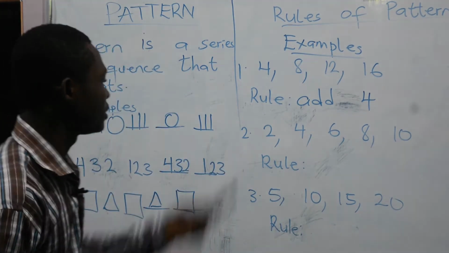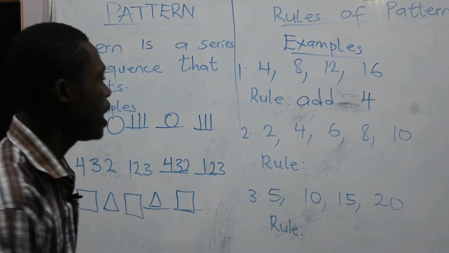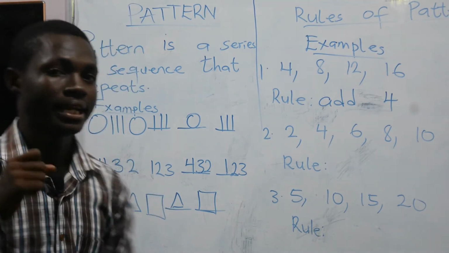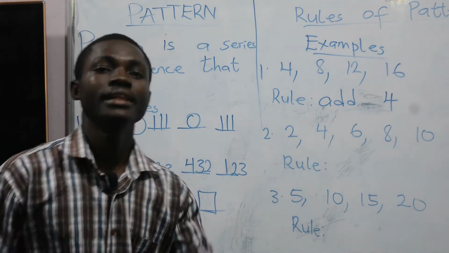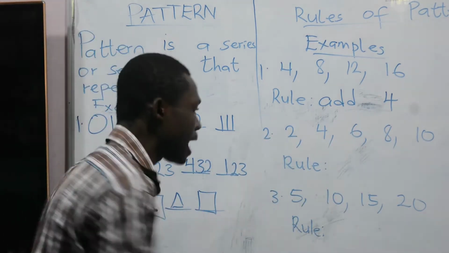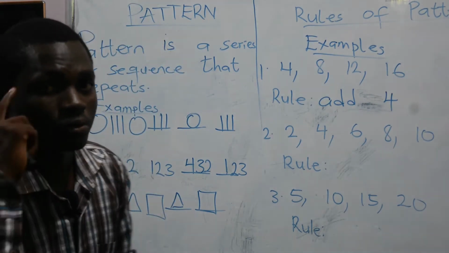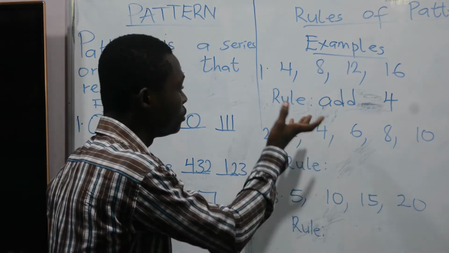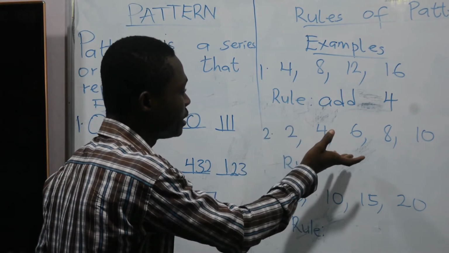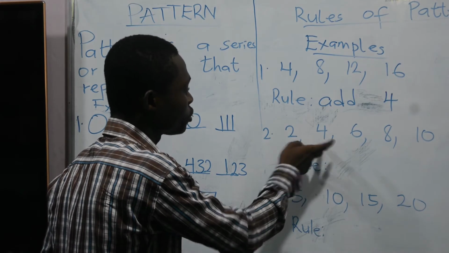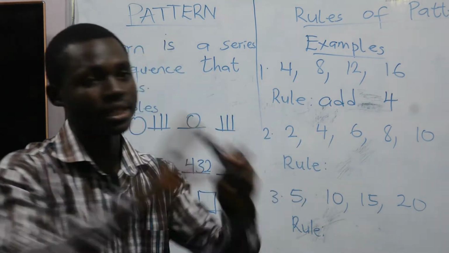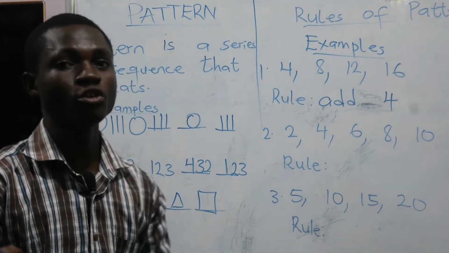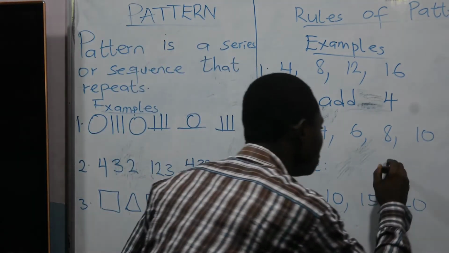Wow. Then 2. We have 2, 4, 6, 8, and then 10. Let's find the rule of this pattern. So first, what are you going to do? You find the difference. So you just take two numbers, either 2 or 4. You take 4, you take away 2. What are you going to get? 2. You write the 2 here.